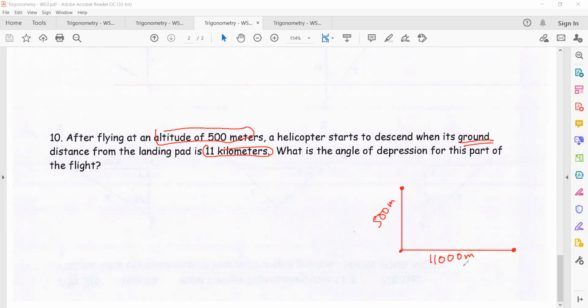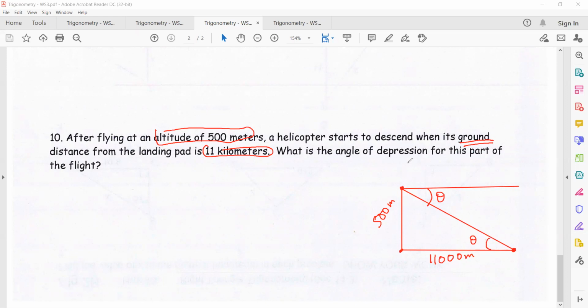Okay, ma'am. Now I have done step by step. Now what I have to do? What is the angle of depression for the part of the flight? So for this thing, what is the angle of depression? Now I have to find the angle of depression. Let's draw the angle of depression here. This is the angle of depression, and we have to find this. If I take this as theta, then it will also be theta. Now we have theta given, to find.